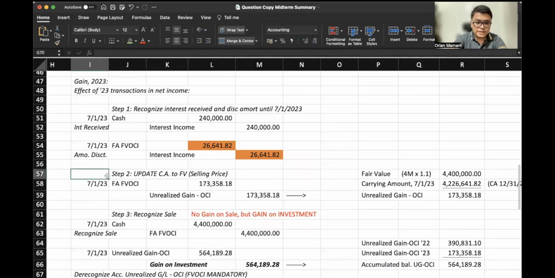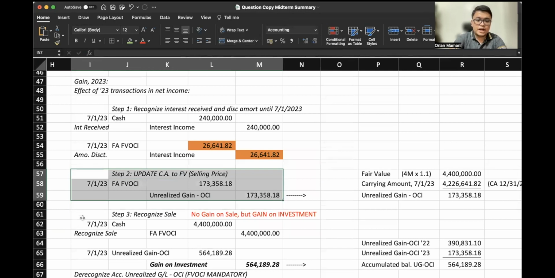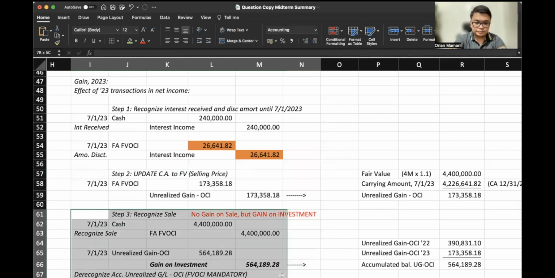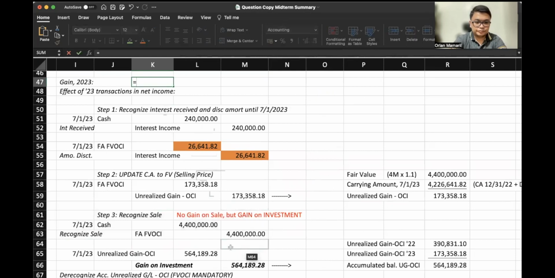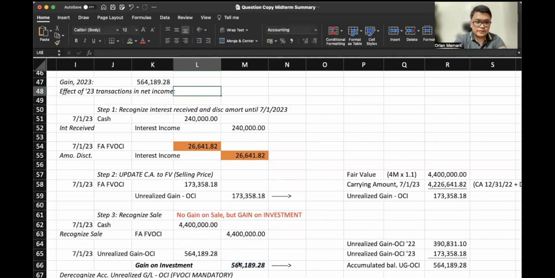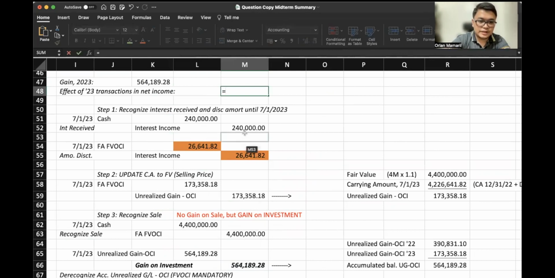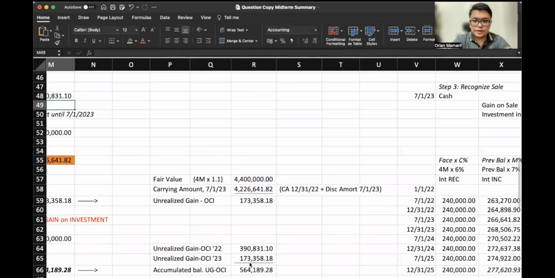Or we have a step two, update first, and then we recognize the sale. And by the way, the gain would be 564. The effect of 2023 transactions in net income would be the interest income here. That's based on the amortization table, right? And then the gain on investment. Let's go here.